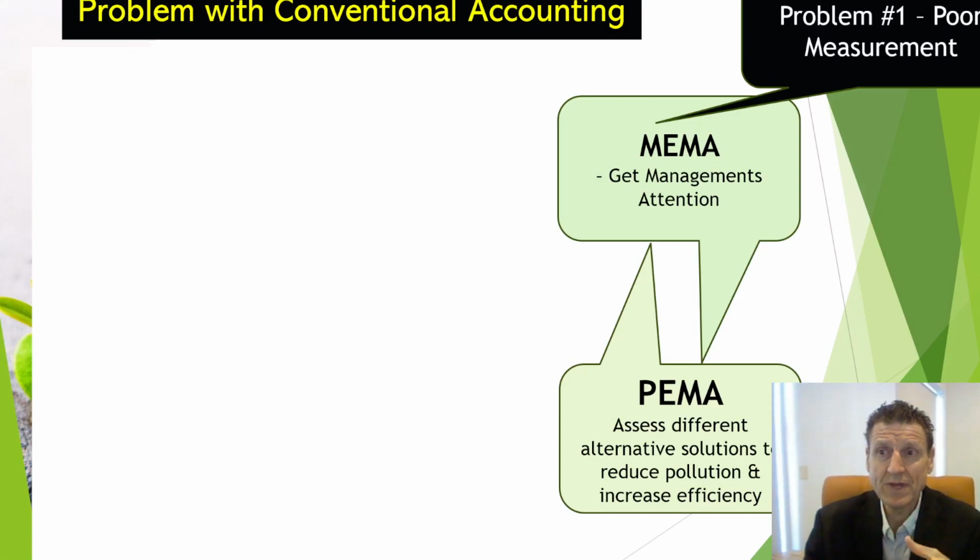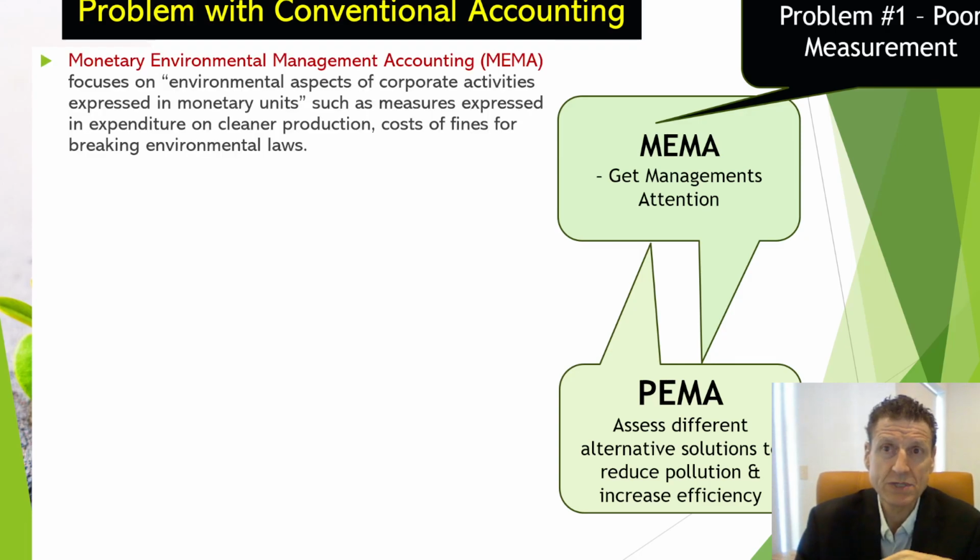So there are two ideas I want you to take away. First of all, the problems with conventional accounting. Problem number one is poor measurement. And what do we mean by that? Well, typically accounting is going to be measuring monetary transactions, okay? The monetary transactions associated with corporate activities.